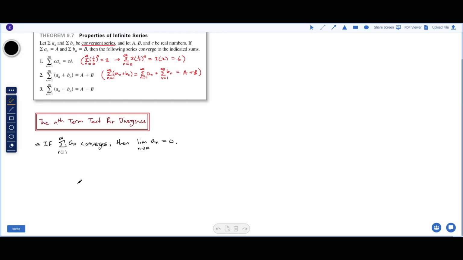Oh, I was going to ask if it's vice versa, then it equals 0, like a sub n equals 0. Yeah, so what this is saying is that if the series converges, then the sequence converges as well.